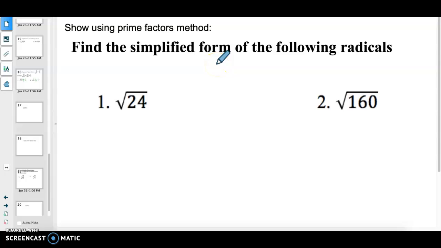In the previous video, I showed you how to simplify these square roots by using the perfect square method, but the way that I actually learned in school was a prime factors method. So I'm going to show you that way too, so you can pick your favorite.